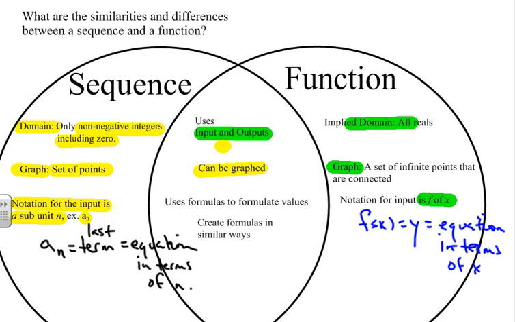We're going to have some other tutorials going through how to find nth terms in this next series.